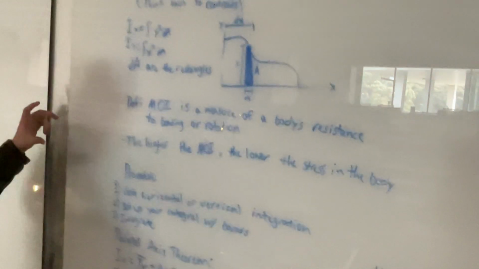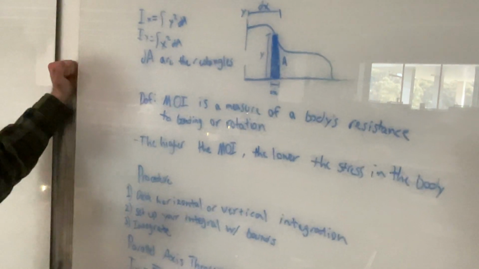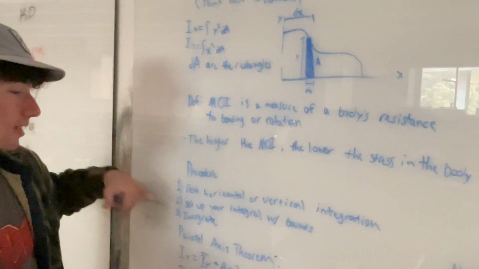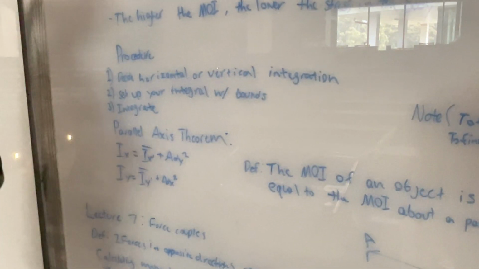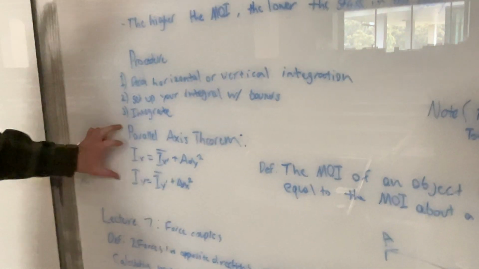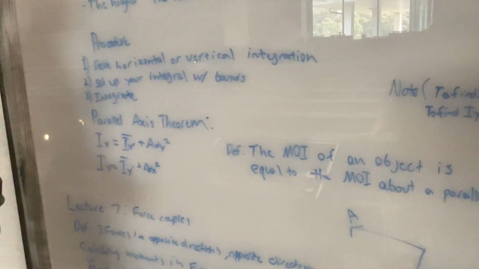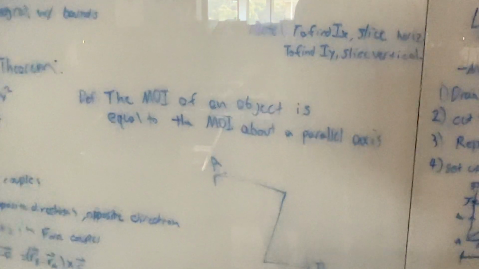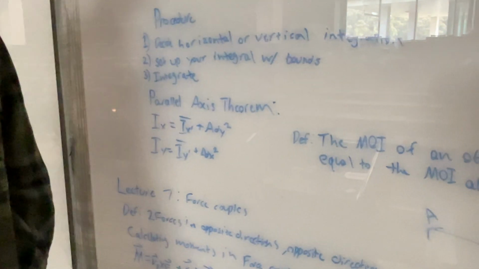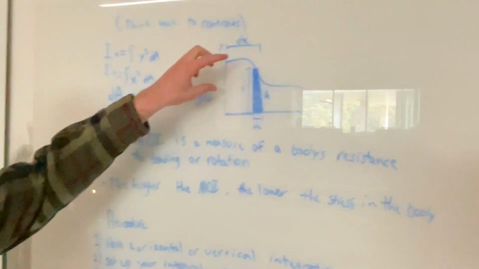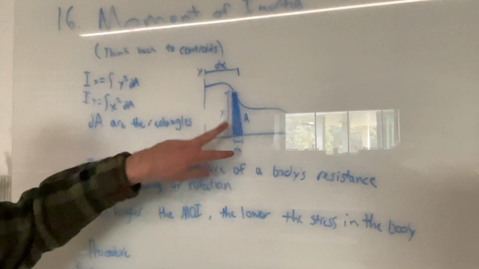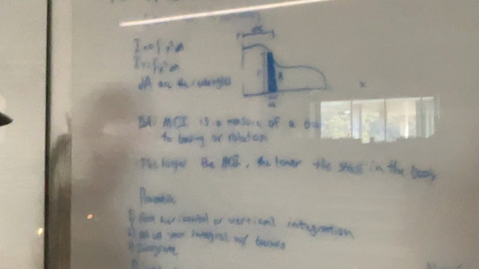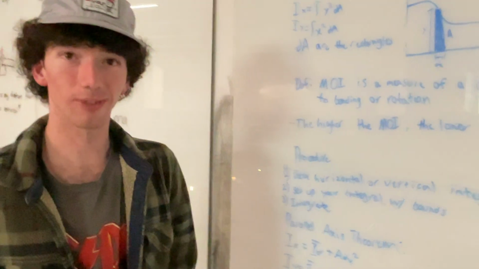Another procedure: decide if you're gonna integrate horizontally or vertically. Set up your integration, integrate, easy stuff. A little extra thing is the parallel axis theorem, which defines that the moment of inertia of an object is equal to the moment of inertia about a parallel axis. These are the equations: you will do Ix tilde plus A dy squared, where dy is the change in y. And then for y, it's the same thing, just with flipped bounds.